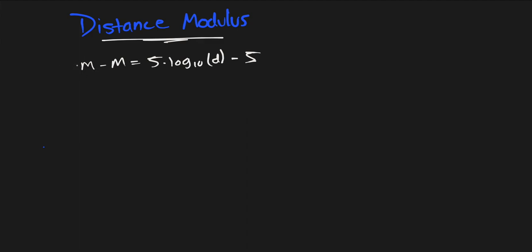Let me redraw this because this is a small m minus big M, and the small m is the apparent magnitude, and the big M is the absolute magnitude of the star that you're observing, and the absolute magnitude is the observed magnitude of an observer 10 parsecs away, and then d is the distance in parsec.